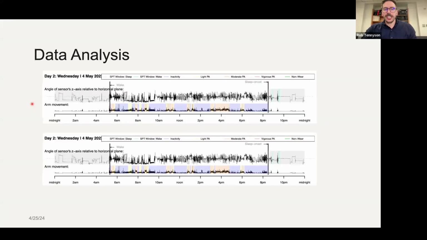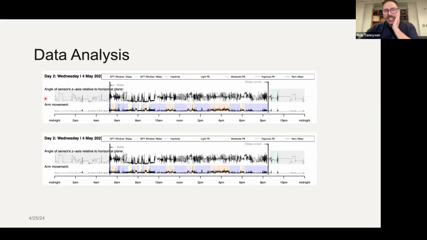So for data analysis, this is one of the most raw outputs you can get without the numbers from GGIR from an accelerometer. And so I'm using this to highlight all the different ways that you can look at this data. And I'll refer to it at least in the next slide.